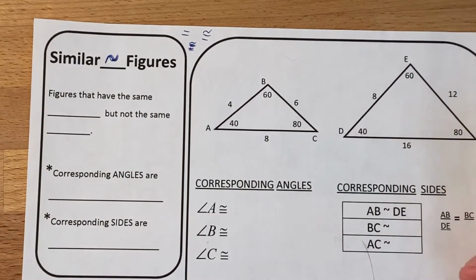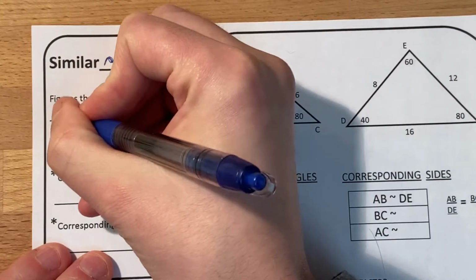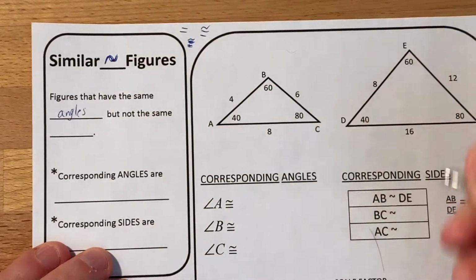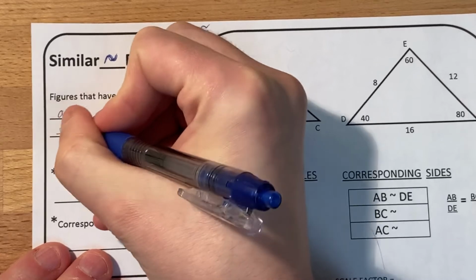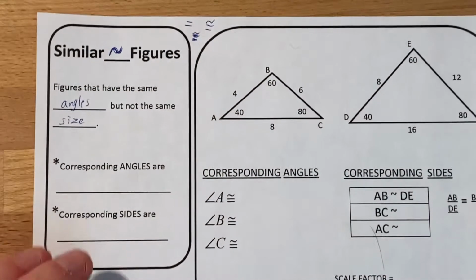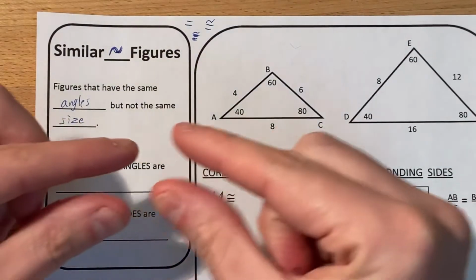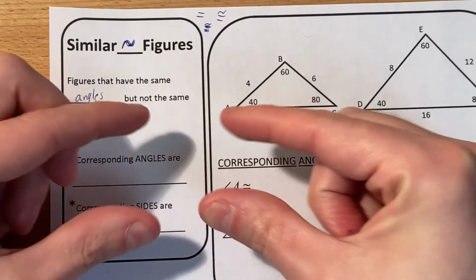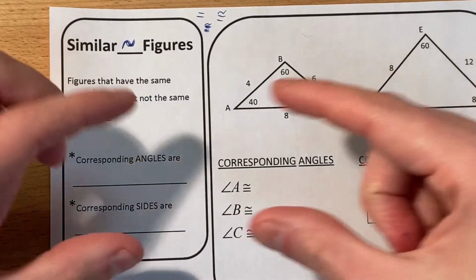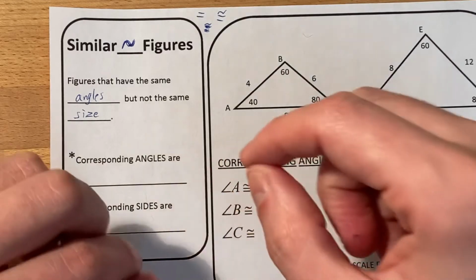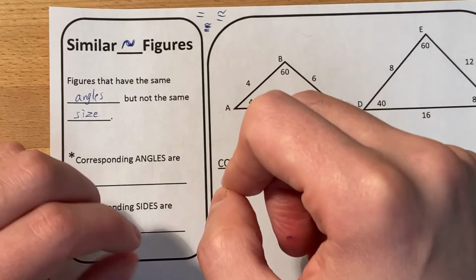But here we go. Figures that have the same angles, but not the same size, are considered similar. So if you have a small object and you were to just make it bigger, it would be similar. It has to be the same shape, but you can make it bigger.